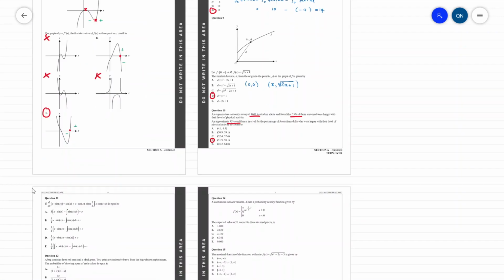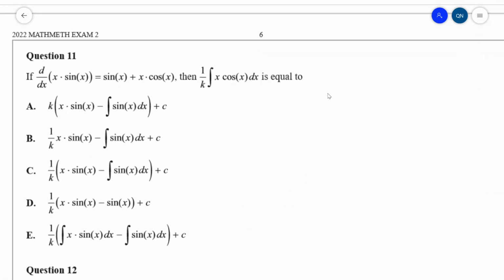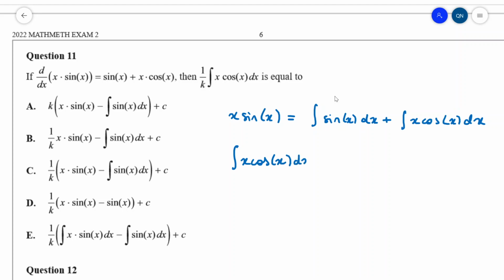Question 11. This is the integration by recognition question. To do integration by recognition, you're given this derivative equation, and you just have to integrate both sides. Integrating the left hand side gives us x times the sine of x. Integrating the right hand side gives us the integral of sine of x dx plus the integral of x times the cosine of x dx. We're after the integral involving x cosine of x, so let's isolate this, and that gives us the integral of x cosine of x dx equals x sine of x minus the integral of sine of x dx.